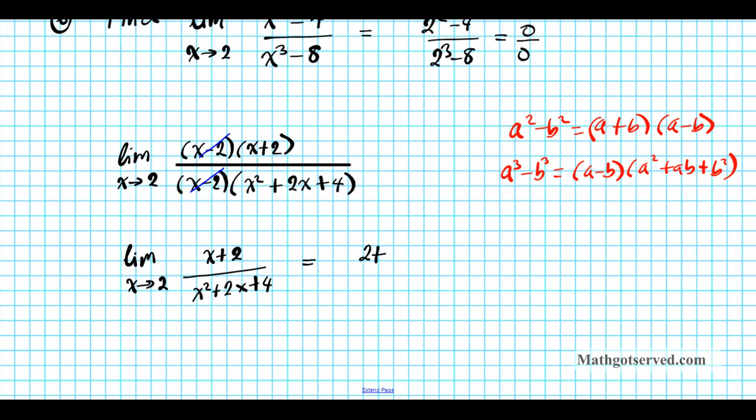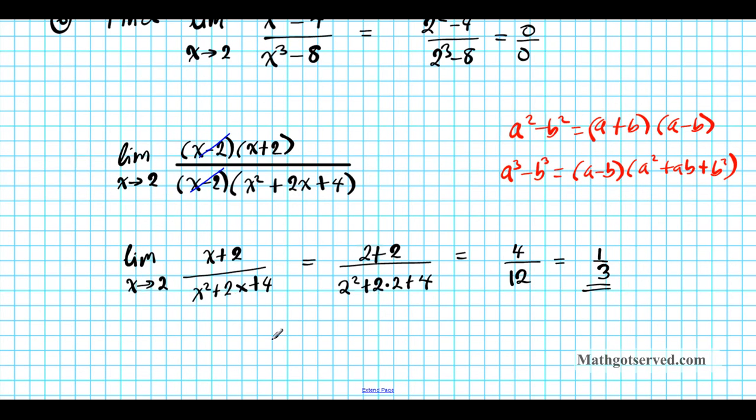We'll have 2 plus 2 divided by 2 squared plus 2 times 2 plus 4. So we're going to have 2 plus 2 is 4. 4 over, this is 4 plus 4 plus 4. 4 times 3 is 12. Divide top and bottom by 4, you're going to end up with 1/3. Okay, so there goes your result.